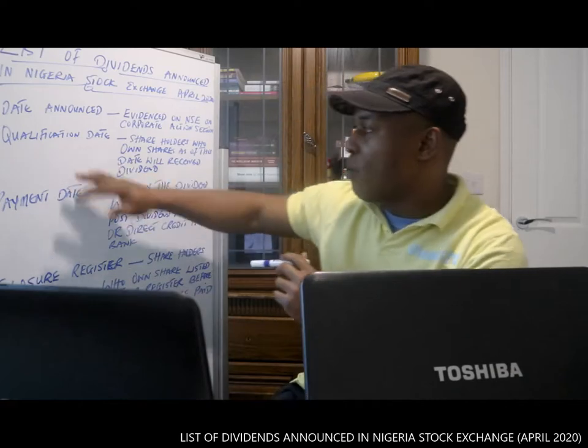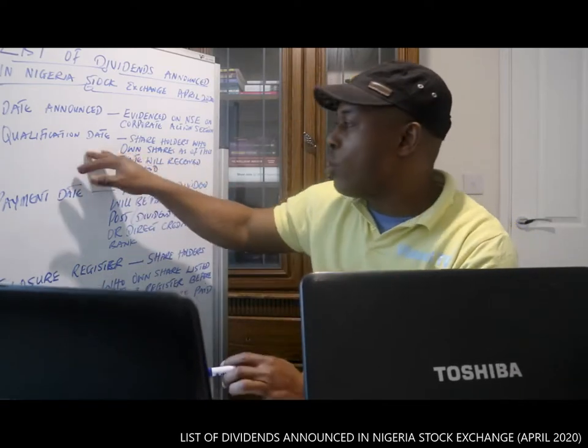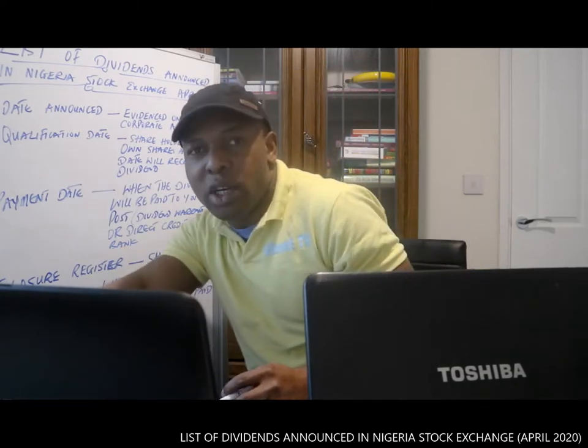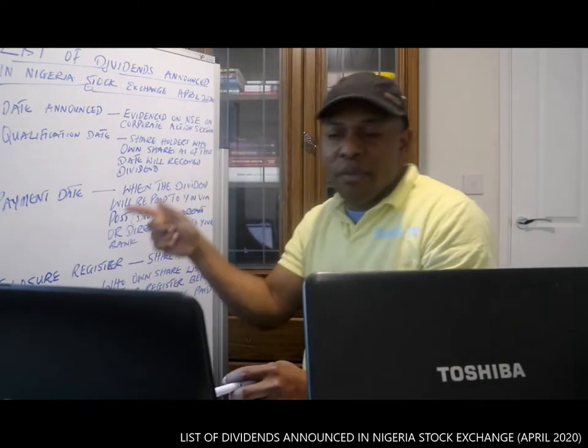So just remember the qualification date: if you buy a share, you need to make sure that you buy that share before this qualification date for you to be able to get a dividend, right?